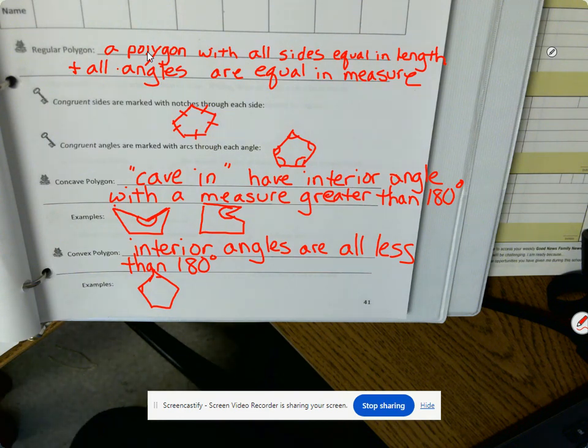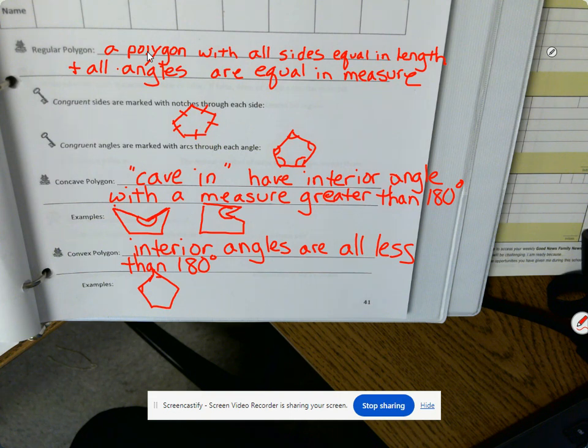Convex, no cave-ins. A polygon can be convex or concave, and they can be regular. All sides have to be the same measure. So always look to see if it is regular, if it's convex, if it's concave.